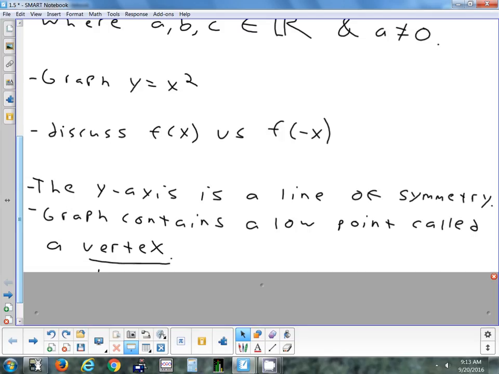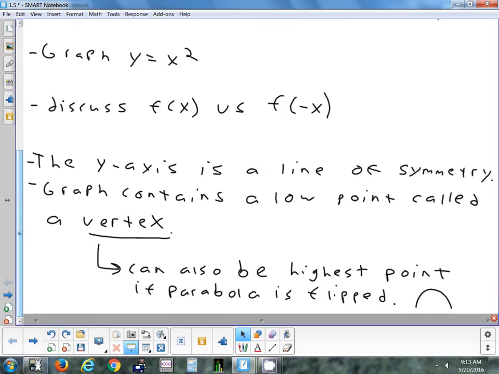When you graph a parabola, we have a point called a vertex. In the one that I drew, it was a low point. But if we flip the parabola over, then it can become a high point. And that's all that a vertex is. It's either the lowest point or the highest point on that curve.